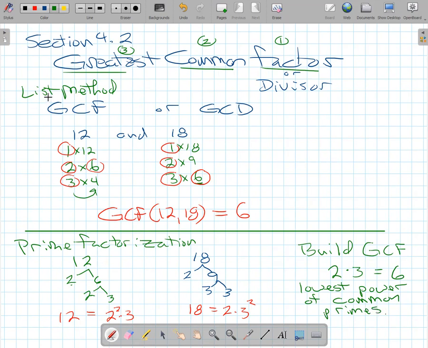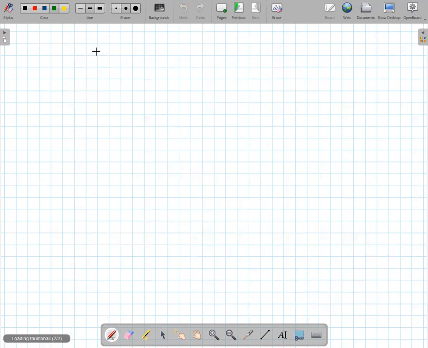So we have the list method, we have the prime factorization method. Prime factorization method is basically that idea right there. The list method, again, is looking for factors that are common and then picking the greatest. Another method is Euclid's method, which involves repeated division to figure out what the common factor is.